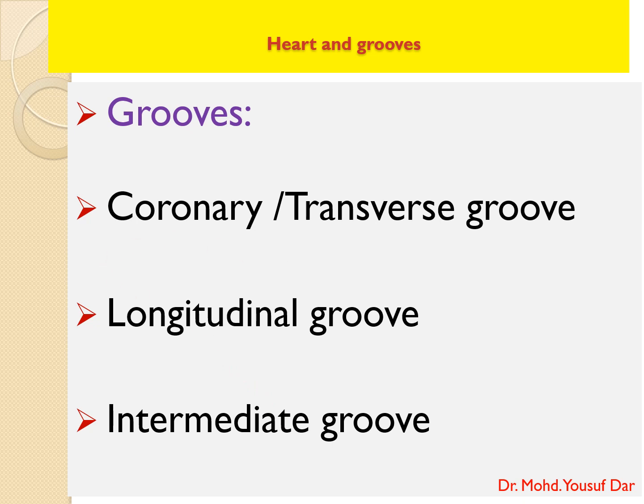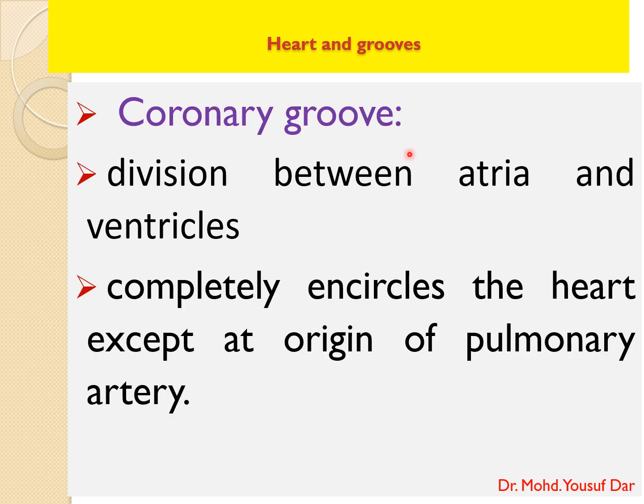Now coming to the first type, that is coronary groove or transverse groove. The coronary groove indicates the division between the atria and the ventricles. And this coronary groove completely encircles the heart except at the origin of the pulmonary artery.